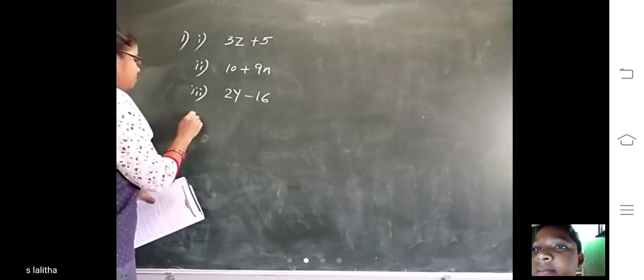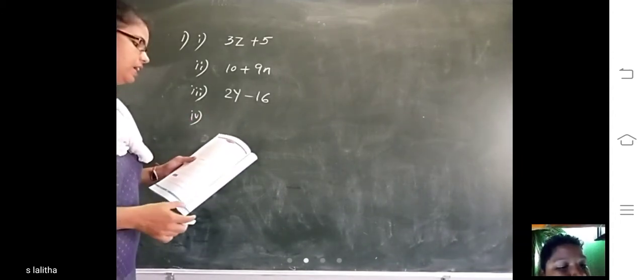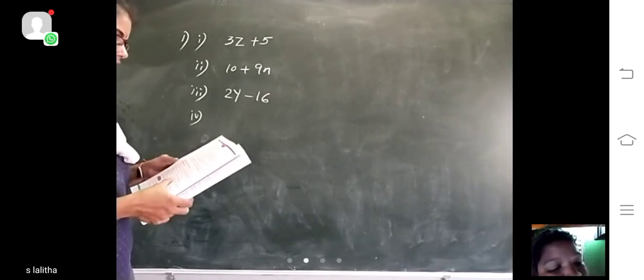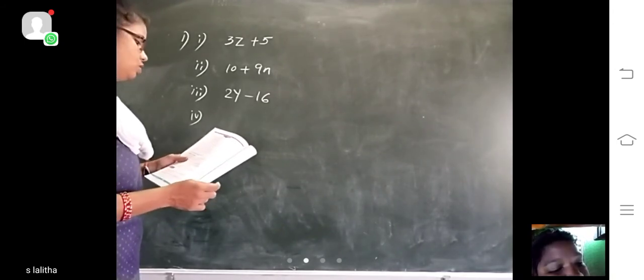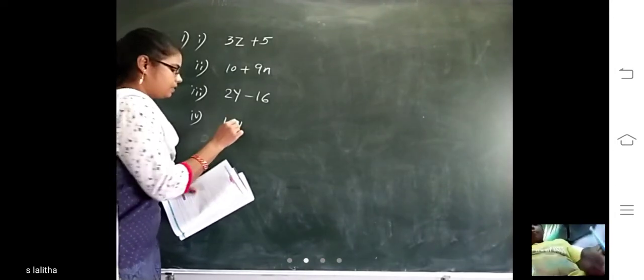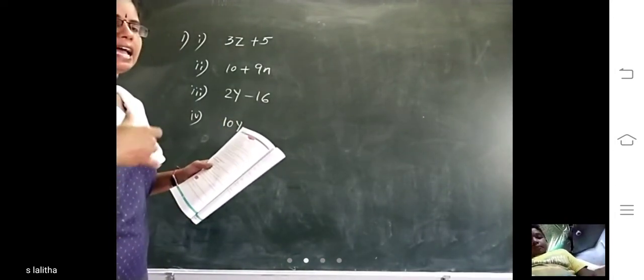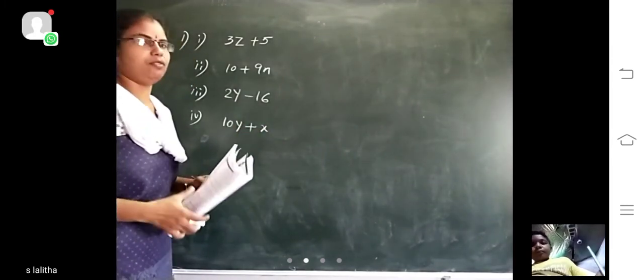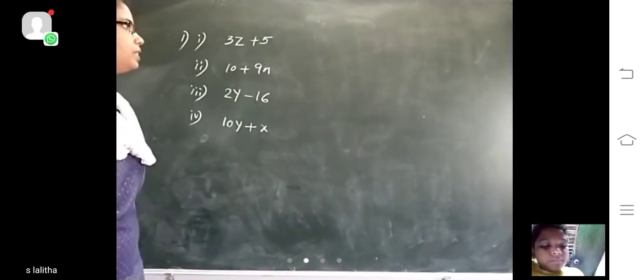Fourth one is y is multiplied by 10 and then x is added to the product. So y is multiplied by 10, that means 10y. And then x is added to this product. That is 10y plus x. Okay. Right.